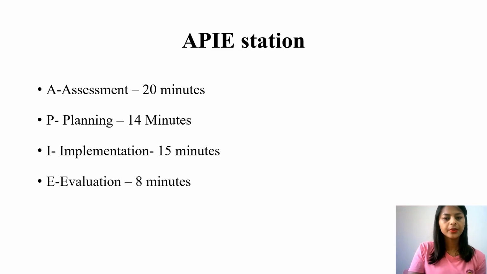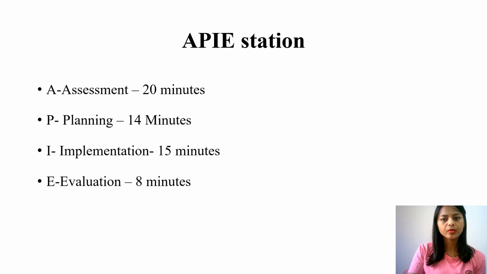So in the API station, first you have to do the assessment station, which is a 20-minute station. In this station, you have to communicate with the patient, develop a rapport with the patient, and then you have to do scene safety, hand hygiene, and the introduction with the patient, identity check of the patient, and allergy check, and make sure the patient is comfortable. Then after that, you have to do the ABCDE assessment, where you have to check the airway, breathing, circulation, disability, and exposure of the patient.